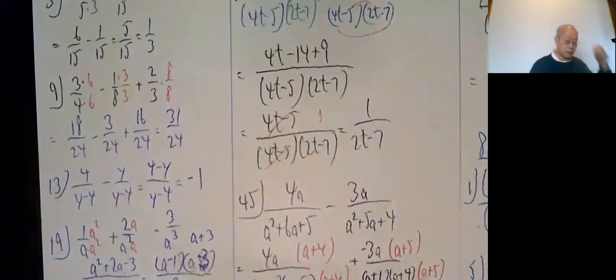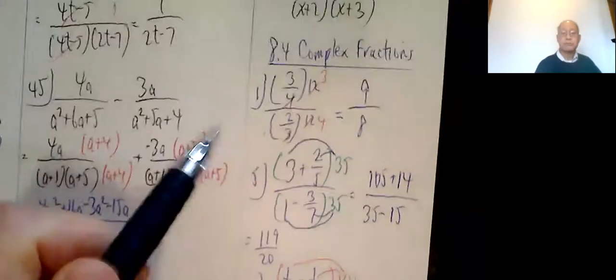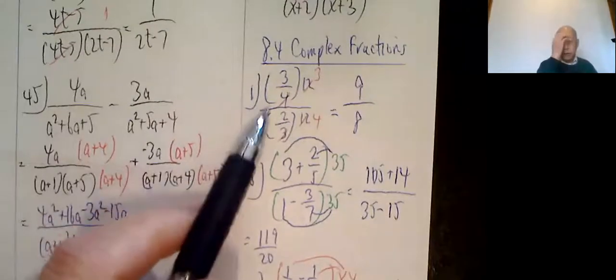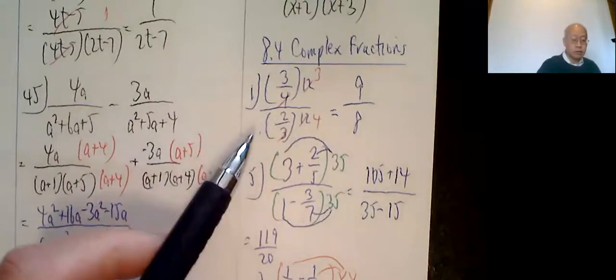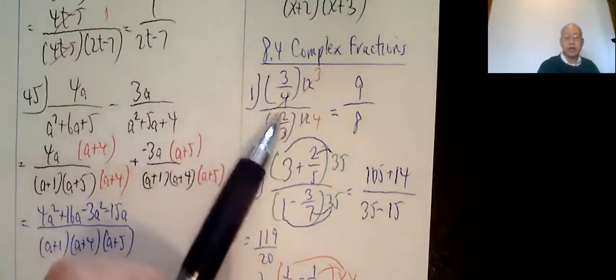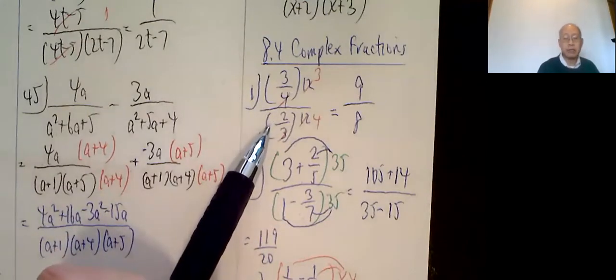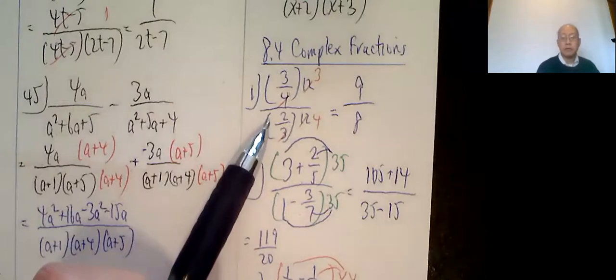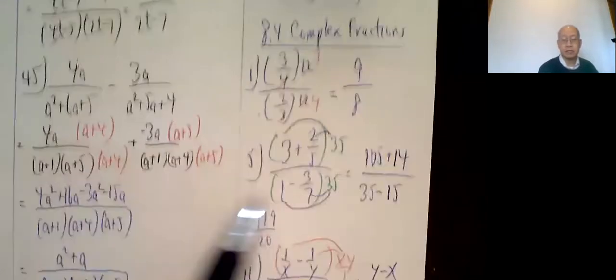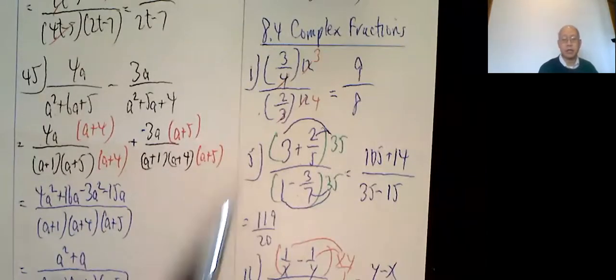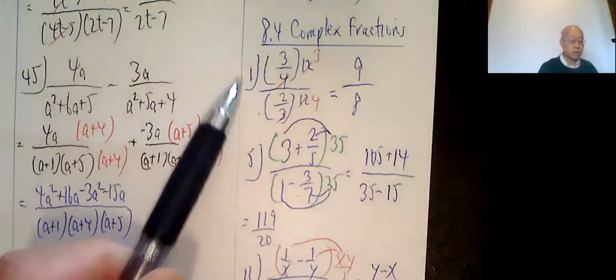Okay, so we have these complex fractions, fractions within fractions. So how do I deal with that? Number one, 3/4 divided by 2/3. Now, you may have heard something like, if I divide by a fraction, I multiply by the reciprocal. That's still true. That works if you have something that looks exactly like this. That isn't going to work if you add or subtract something. I'll give you a technique that works all the time.